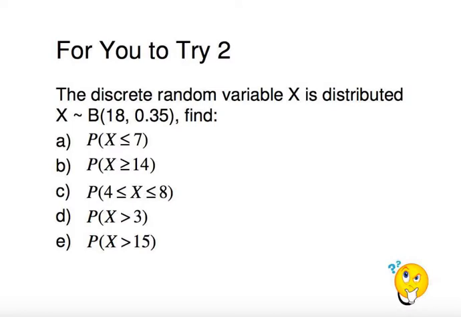Okay, so you've been given a discrete random variable x. It's distributed such that there are 18 independent trials and a probability of success of 0.35. I want you to find the probability of all these different cases. Okay, so time for you to pause the video. Remember, you're going to need to use your binomial tables. Have a go at the question. Once you've done the question, start the video and I will go back through the solution.